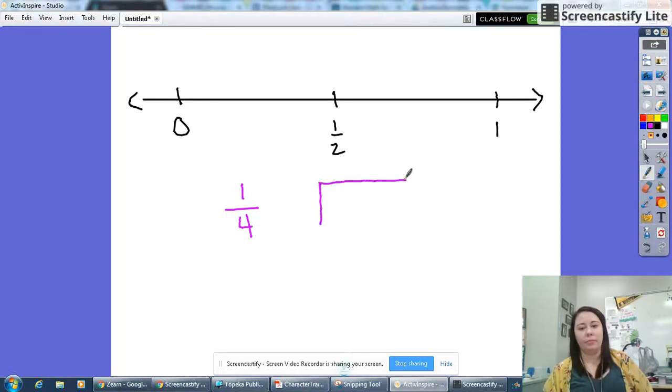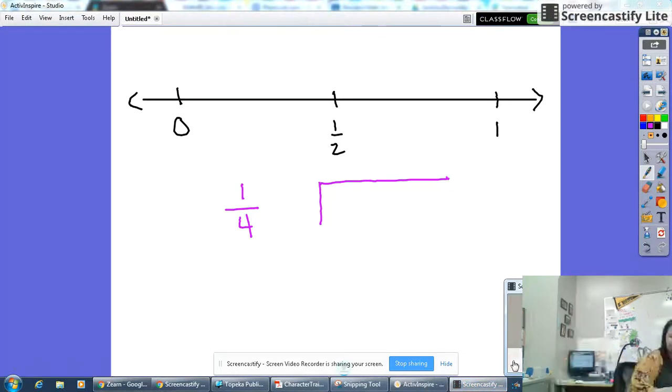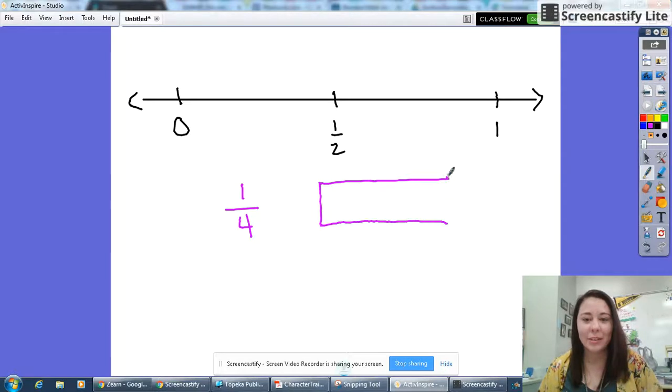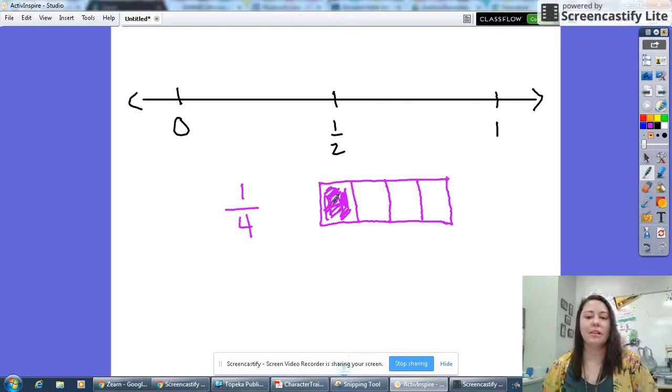So if I draw 1/4, I need to see whether it is less than, greater than, or equal to 1/2. So I can do this by drawing a tape diagram. And I'm just going to split it into fourths. Here's 1/4. Do I have more or less than 1/2 of this shaded? Well, I see that I have less. If you were unsure, I could draw another tape diagram of the same size. Ooh, that got funny.